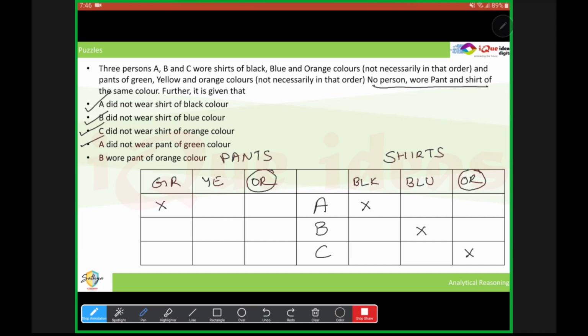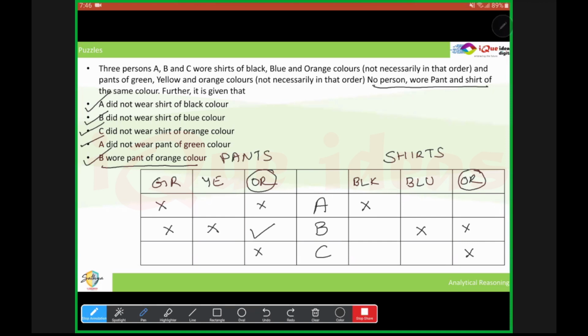Last one, B wore a pant of orange color. So first, B and orange pant. So if B is wearing an orange pant, B cannot wear a pant of any other color. Remember, when I put a tick, I cross out the entire row and column. So I have crossed out the row and I have crossed out the column. Also, because B is wearing an orange pant, B cannot be wearing an orange shirt because the same color shirt and pant is not possible. Now, all my clues are used up, but I can still complete the table.